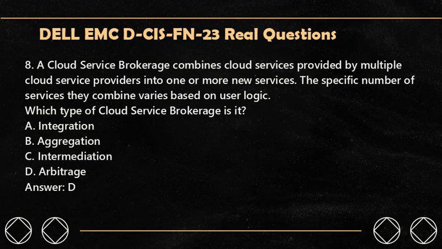8. A cloud service brokerage combines cloud services provided by multiple cloud service providers into one or more new services. The specific number of services they combine varies based on user logic. Which type of cloud service brokerage is it? A. Integration. B. Aggregation. C. Intermediation. D. Arbitrage. Answer: D.